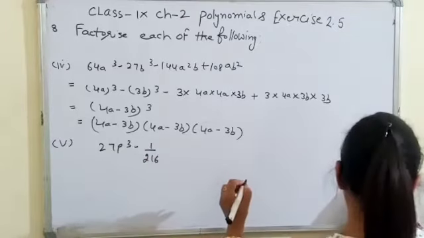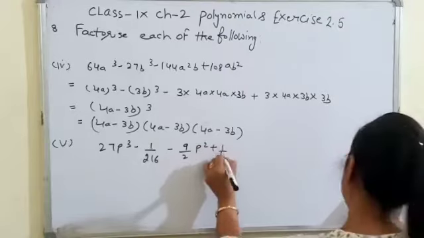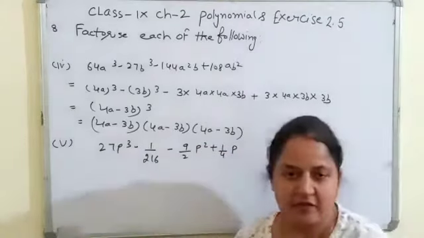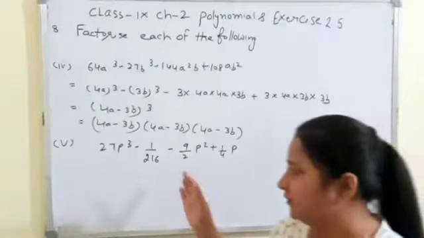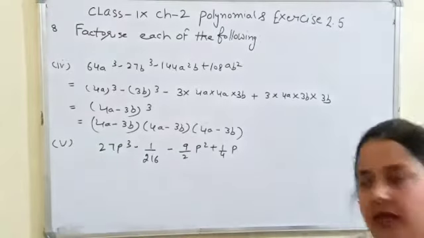27p cube minus 1 upon 216 minus 9 by 2 p square plus 1 by 4p. Now let's see. Obviously 27 is the perfect cube of 3, and 1 upon 216, where 216 is the perfect cube of 6.